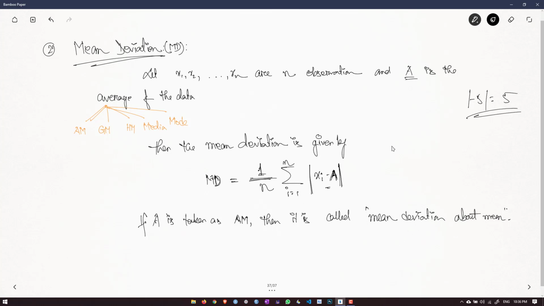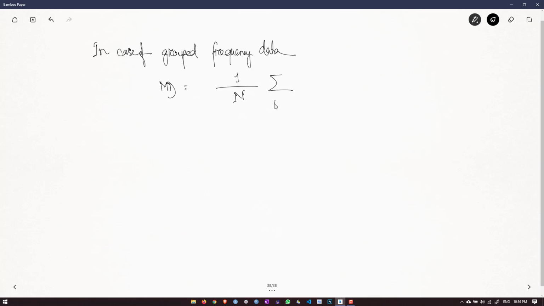This will be for ungrouped data. Now what if we have frequencies? In case of grouped frequency data, mean deviation is 1 by capital N, summation i goes from 1 to n, frequency f_i times modulus of xi minus A. This is the formula in case you have frequencies.